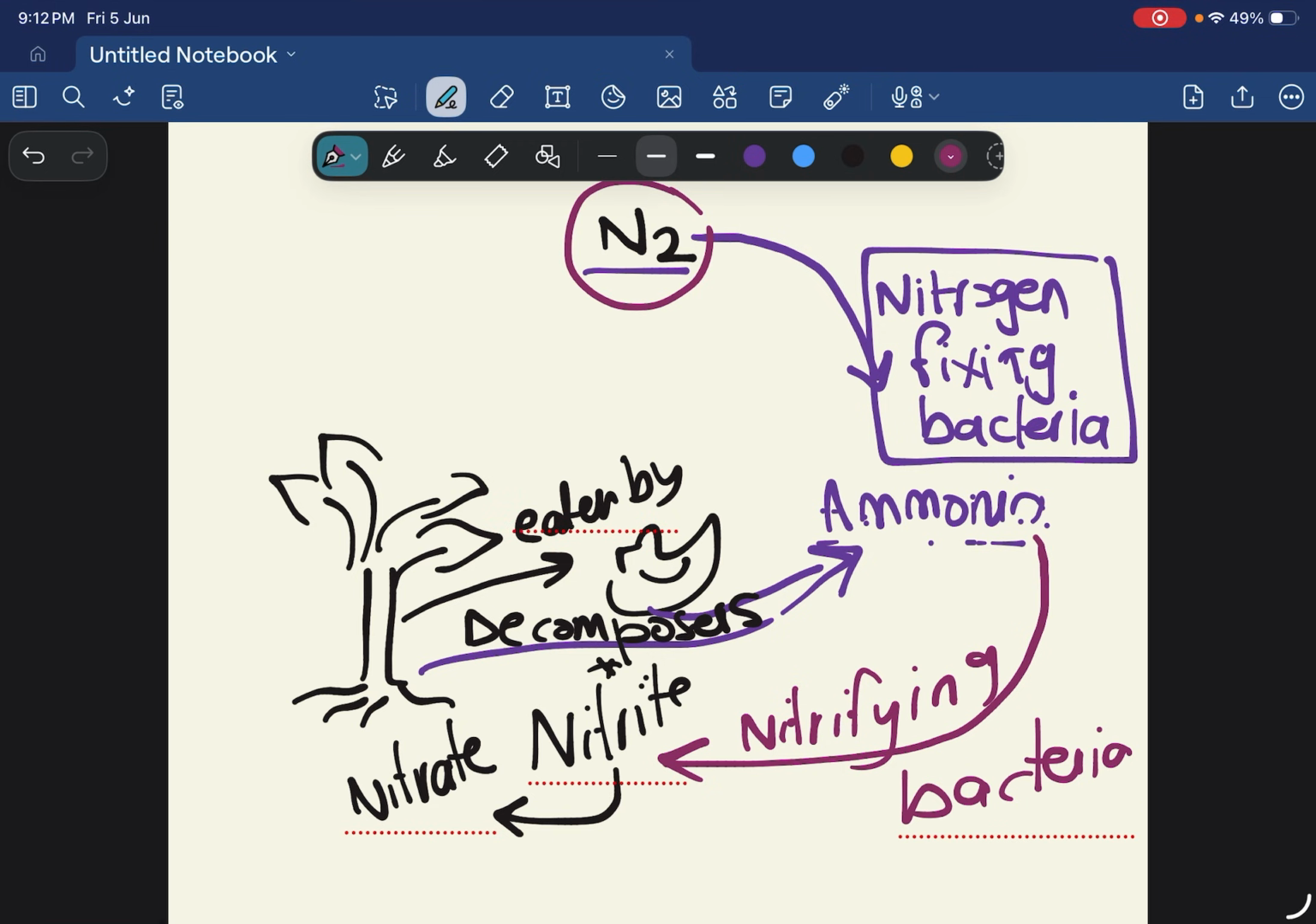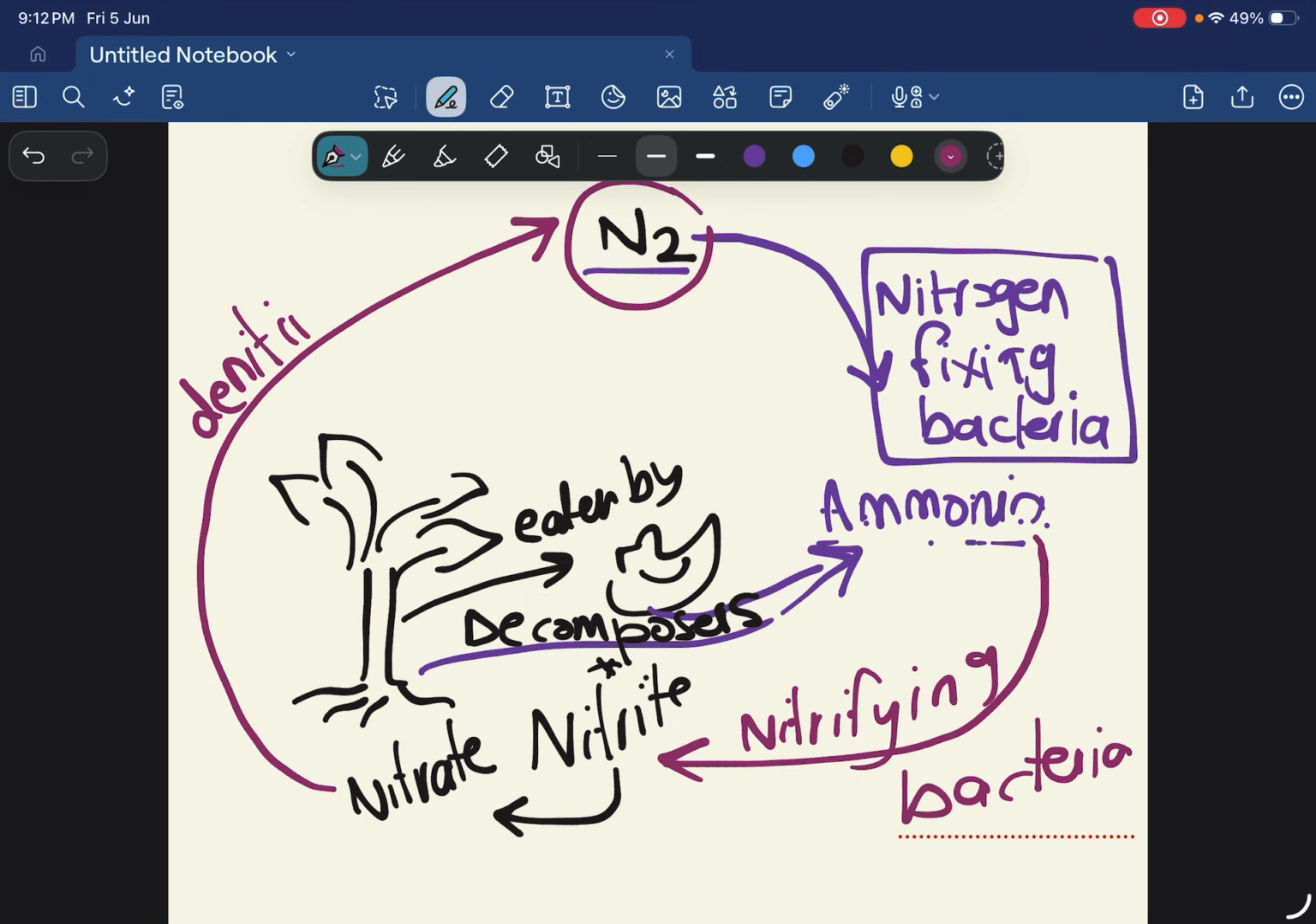The last process is done by a type of bacteria called denitrifying bacteria. These denitrifying bacteria convert nitrate back to N2. Denitrifying bacteria convert nitrate ions back to nitrogen gas, and the gas is released back into the atmosphere to complete the cycle.